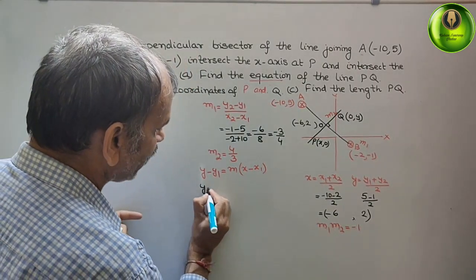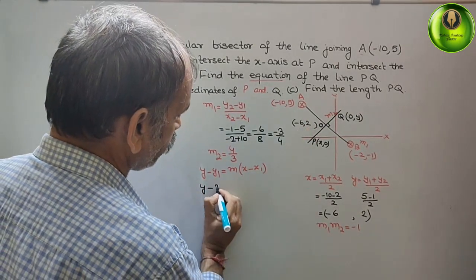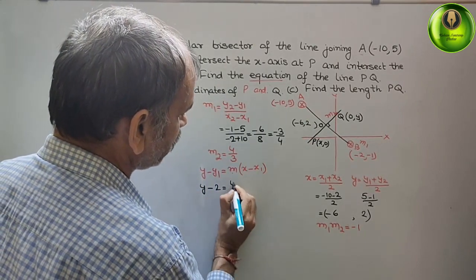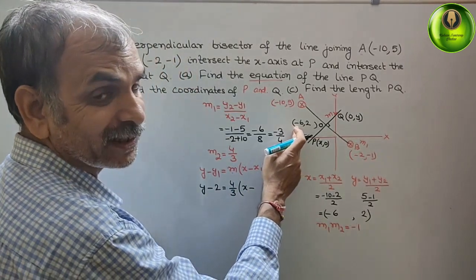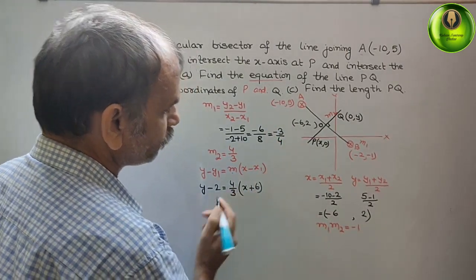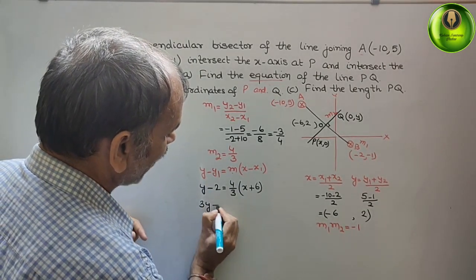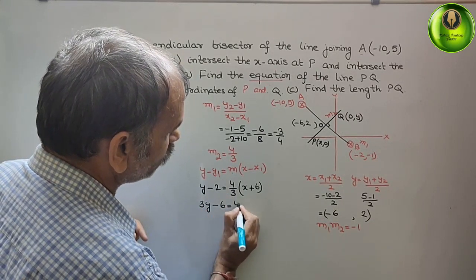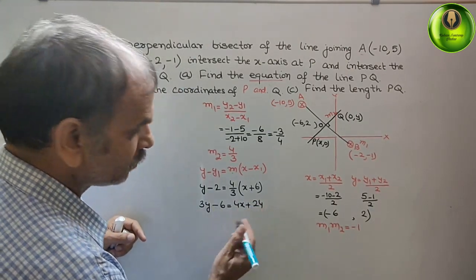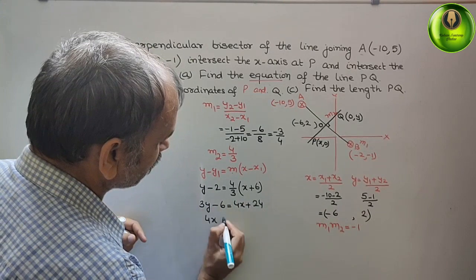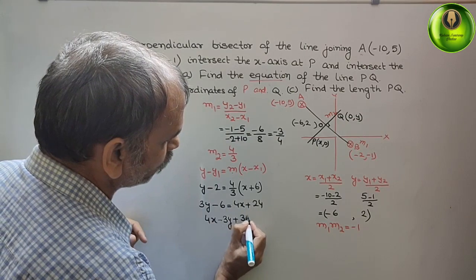Y minus y1, y1 is 2. That is equal to m, which is 4 by 3. X minus x1 is minus of minus 6, which is plus 6. Solve this: 3y minus 6 is equal to 4x plus 24. Bring everything to this side. You will get 4x minus 3y plus 24 plus 6, which is 30.